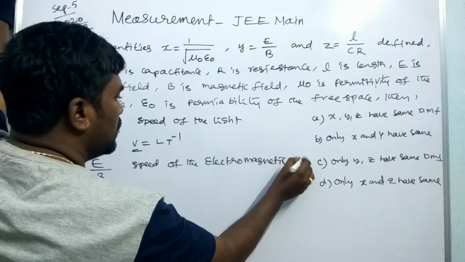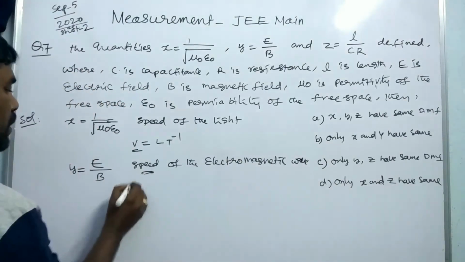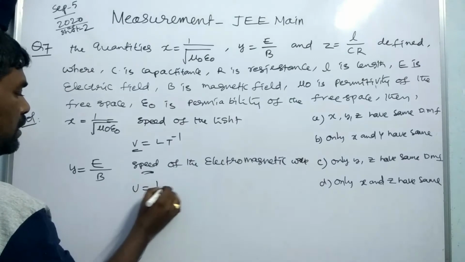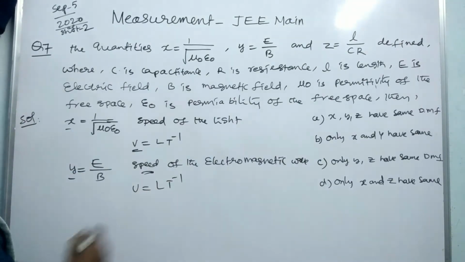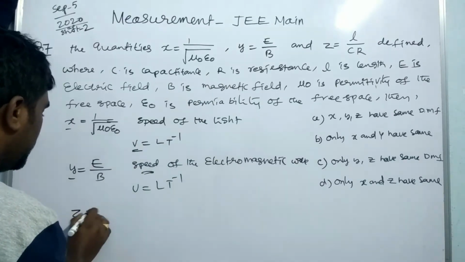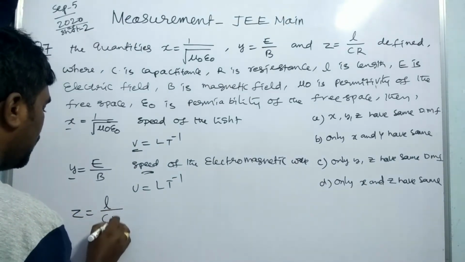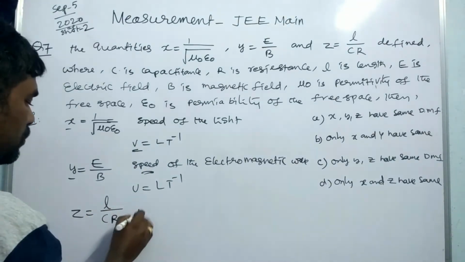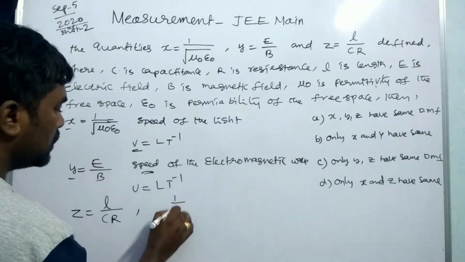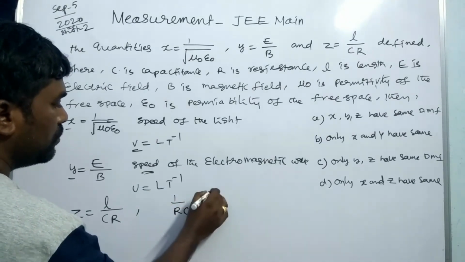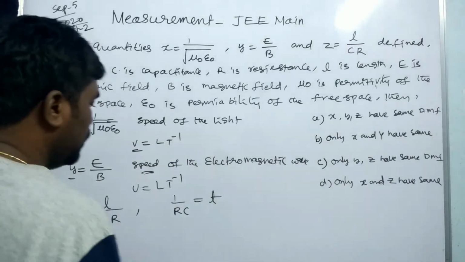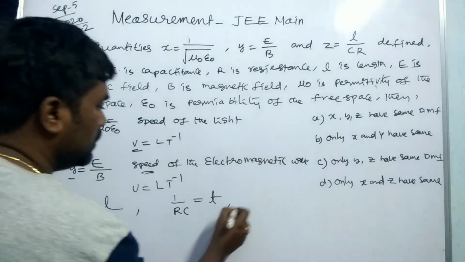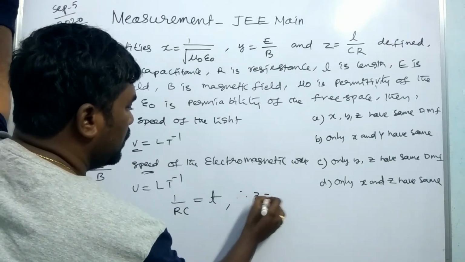So that is the speed, which we can also write as LT minus 1. Okay, so that is x and y. Now coming to the z value: z is equal to L by CR or RC. One thing you have to remember is that 1 by RC or 1 by CR is given to us as time taken. So simply you can write that, therefore, z is equal to L by T.